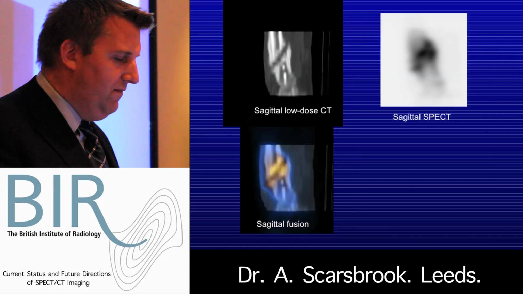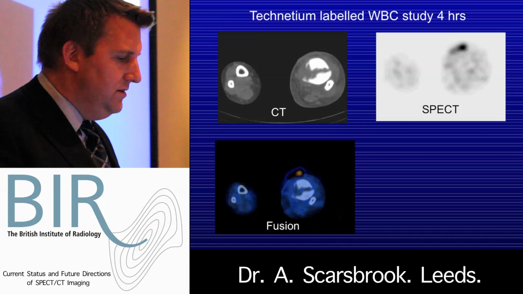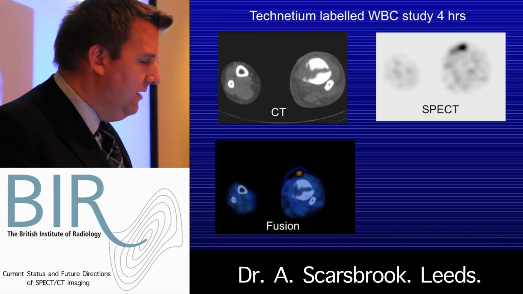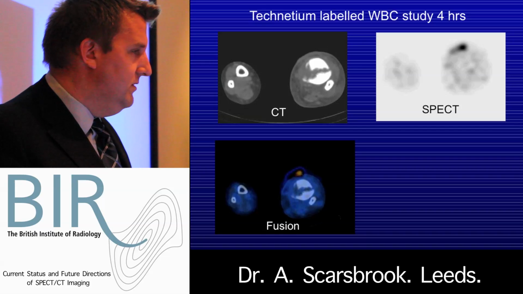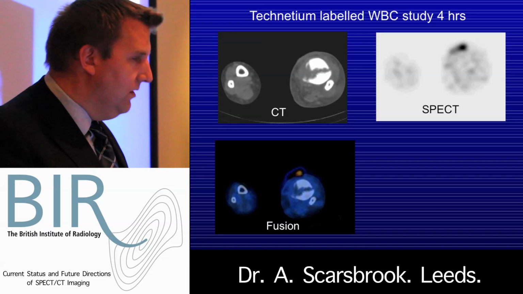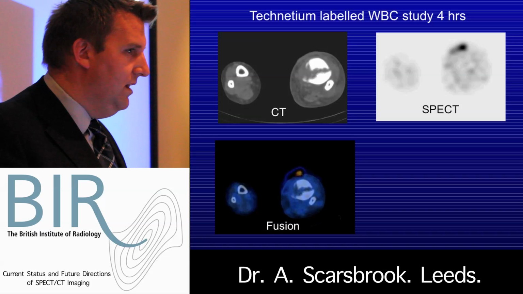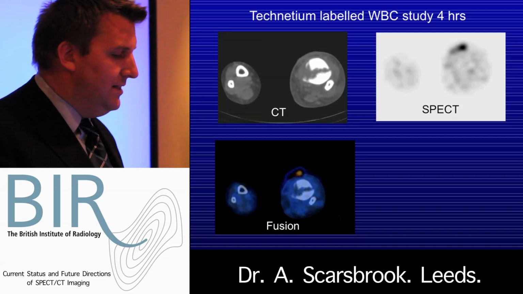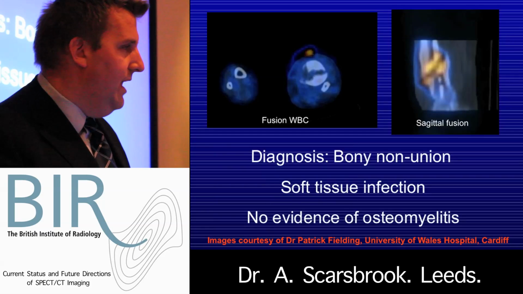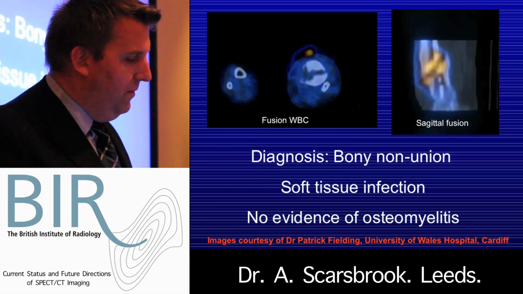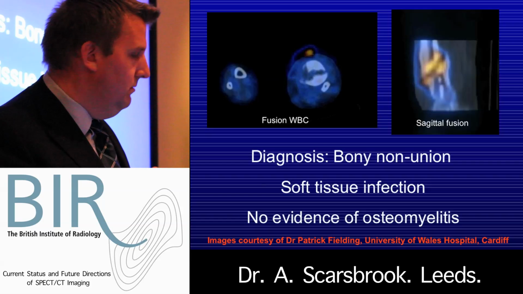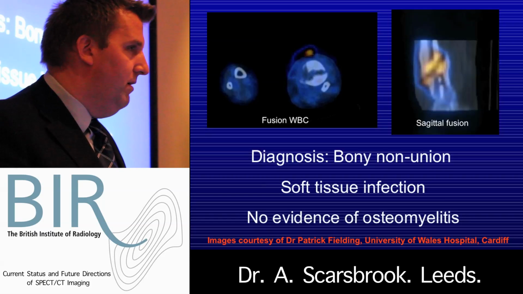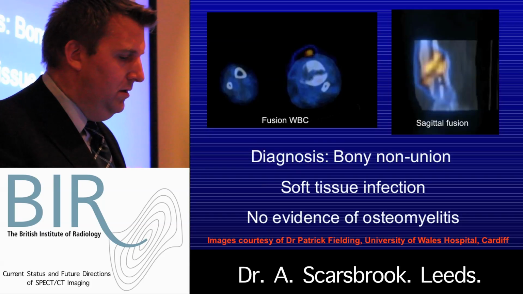So they went on to have a white cell scan, and you can see on the white cell scan that that fracture site is completely photopenic, whereas there is focal uptake within the soft tissues anteriorly. So the combination of the two and the addition of the SPECT-CT has allowed us to come to a very clear and concise diagnosis of bony non-union with soft tissue infection, which has a major bearing on how they treat that patient.